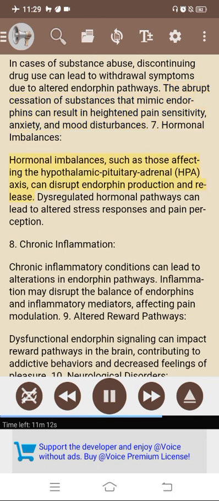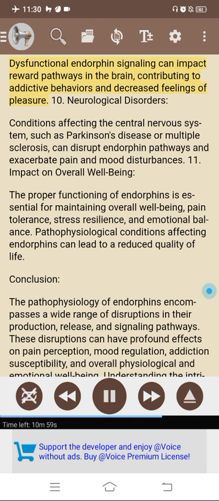7. Hormonal imbalances. Hormonal imbalances, such as those affecting the hypothalamic pituitary adrenal (HPA) axis, can disrupt endorphin production and release. Dysregulated hormonal pathways can lead to altered stress responses and pain perception. 8. Chronic inflammation. Chronic inflammatory conditions can lead to alterations in endorphin pathways. Inflammation may disrupt the balance of endorphins and inflammatory mediators, affecting pain modulation. 9. Altered reward pathways. Dysfunctional endorphin signaling can impact reward pathways in the brain, contributing to addictive behaviors and decreased feelings of pleasure.